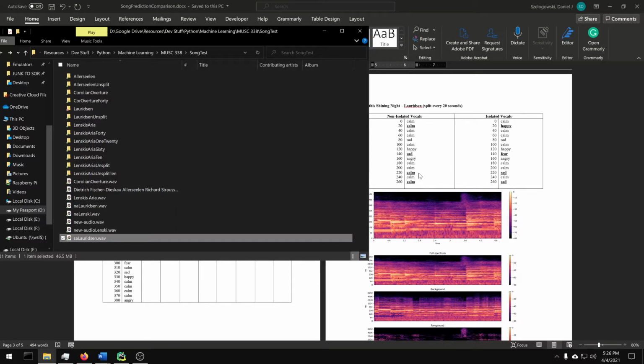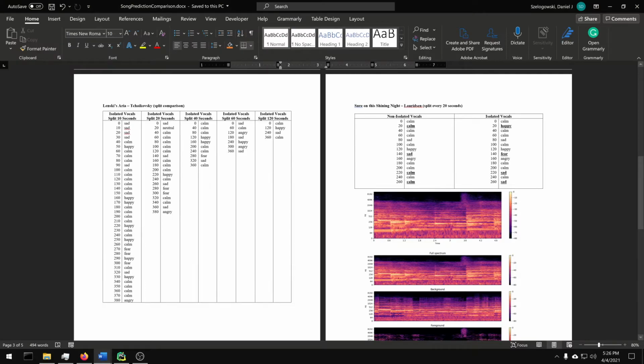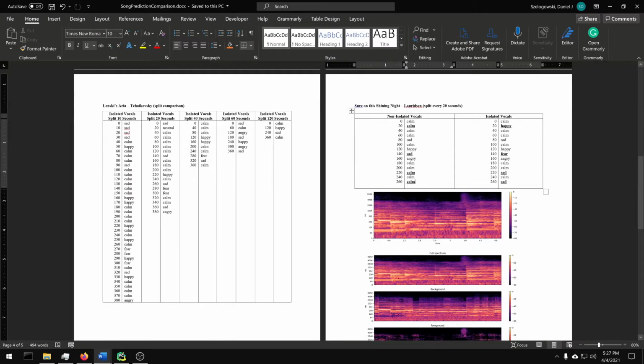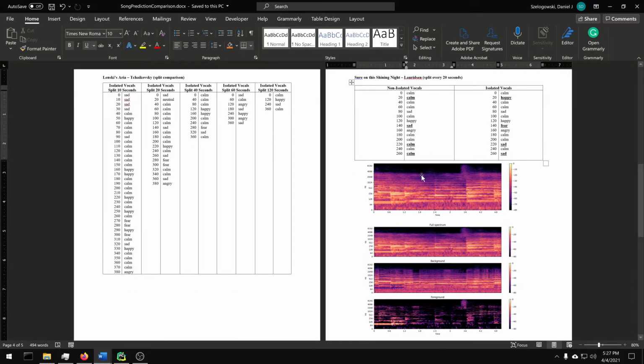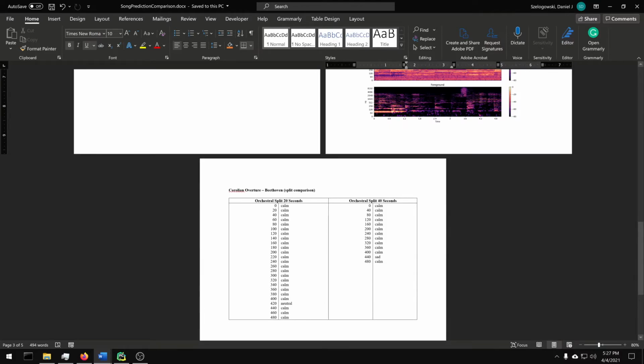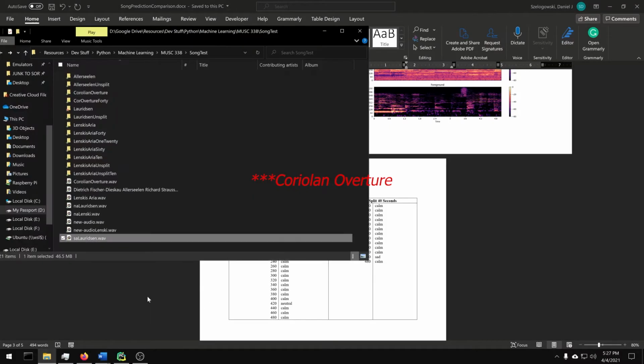So surprisingly enough, even here, there's not too much of a difference. Sadness and fear are so closely related that it's difficult to tell. Same thing with calm versus happy and calm versus sad. Most of the time, it seems to teeter on calm, more often so than it does neutral, which I suppose is understandable. It's difficult to tell between calmness versus sadness, or calmness versus just a very light happiness, I suppose. Whereas with the Coriolan Overture, it really just didn't have any idea.